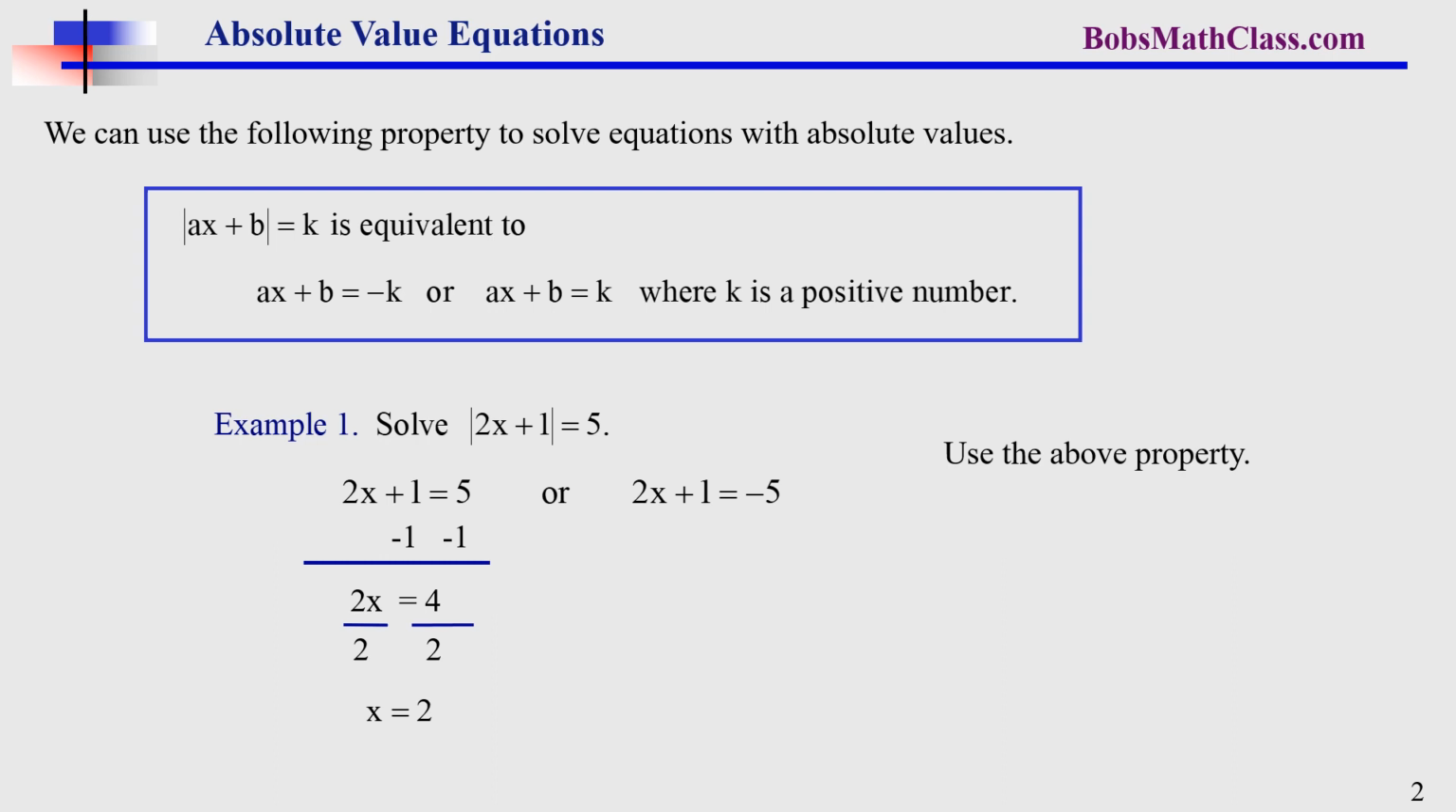Now let's move over to the equation on the right. Same steps. Subtract 1 on both sides. So that gives us 2x equals negative 6. Now divide by 2 on both sides. And we get our second answer, x equals negative 3. Now we should put our two solutions inside braces with a comma in between. So there's our solution set, negative 3 and 2.